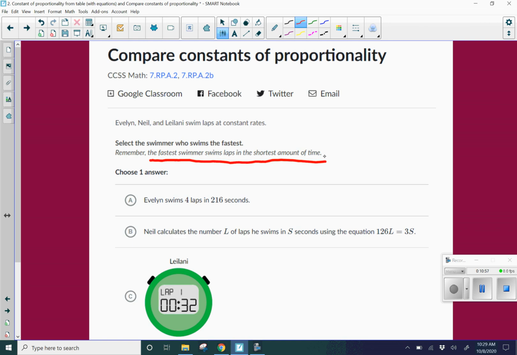So it says Evelyn swims 4 laps in 216 seconds. So we want to know how many seconds per 1 lap. So that means we're going to put seconds on the top. Whoops, sorry, that should be a 6. Divided by the 4 laps, and that's going to give us a total time. Well, 216 divided by 4 gives us 54 seconds per 1 lap.